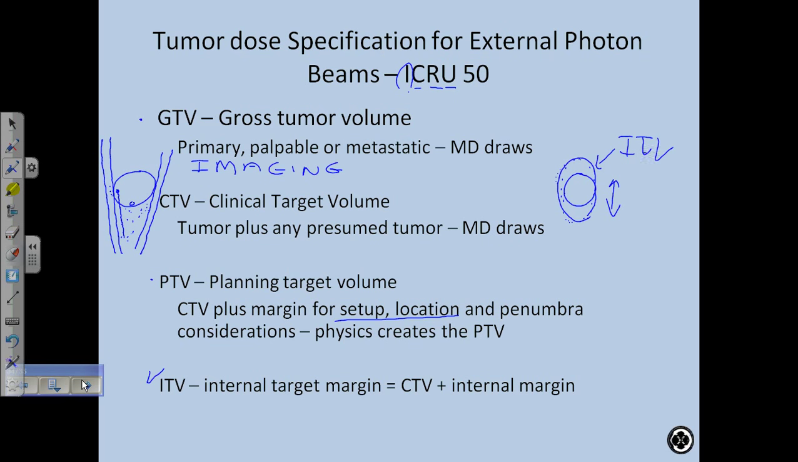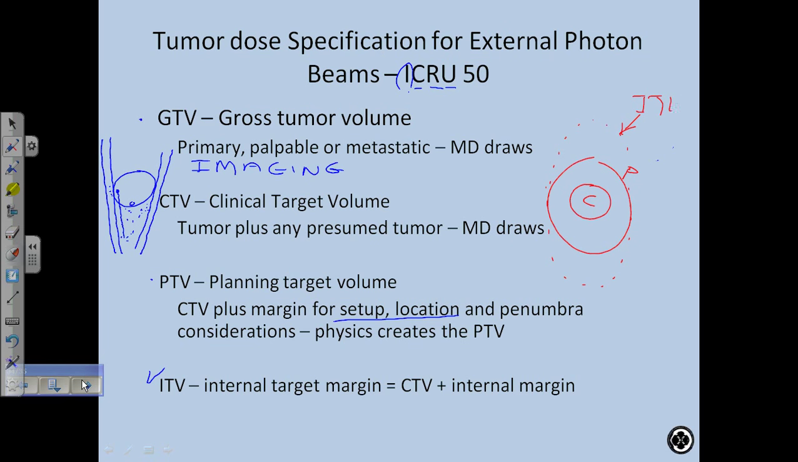ITV. Okay, that's the ITV. And actually, what I should be doing is drawing the PTV, not the CTV. So here's the CTV, PTV, and then if this tumor is going to move, then this PTV is going to move too. Now we've got another one. We have ITV, for movement. So they get bigger. The ITV is going to be the biggest volume.